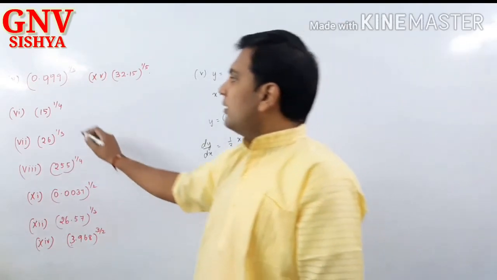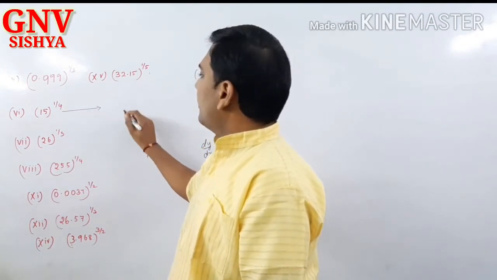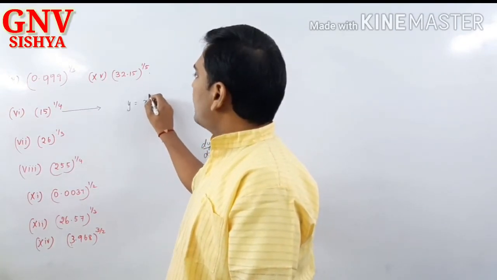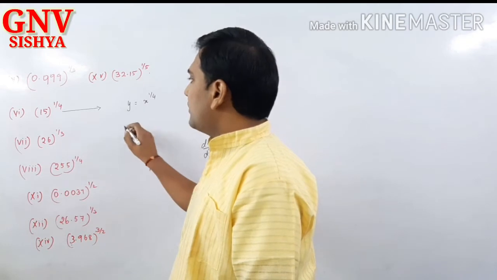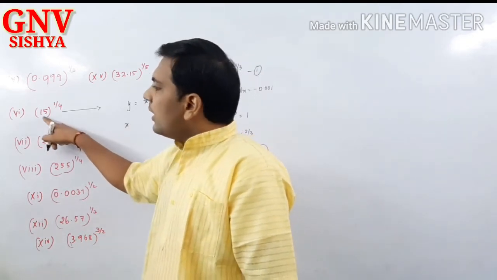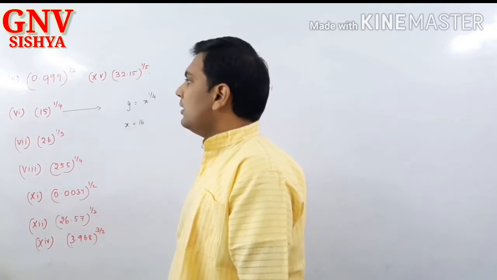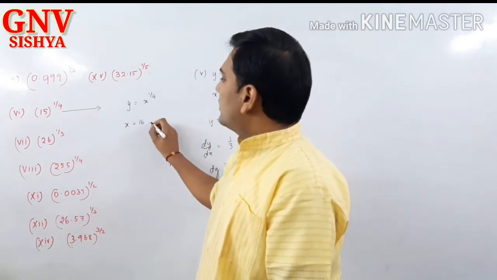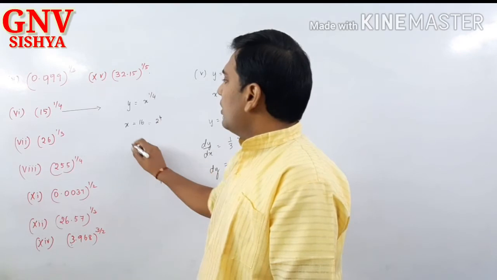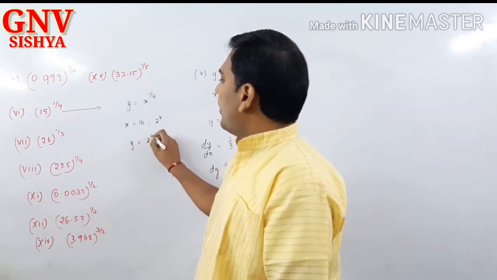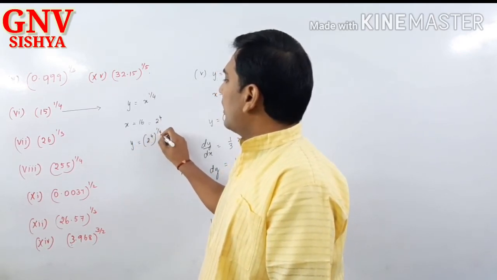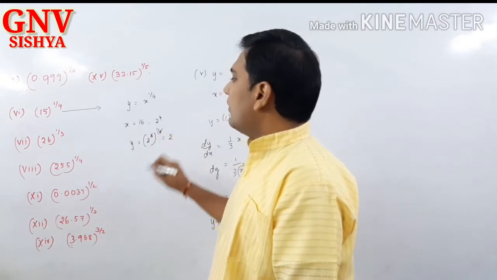What about this sum, sir? What about this sum? Very simple. Again, y is equal to x power 1 by 4. Fourth root they have said. So, what is the nearest to fourth power? 16. So, x is equal to 16. Why, sir? 16 can be written as 2 power 4. So, when I put it like this, it will become 2 power 4 the whole power 1 by 4. Am I correct? If you cancel, you will get the y value as 2.